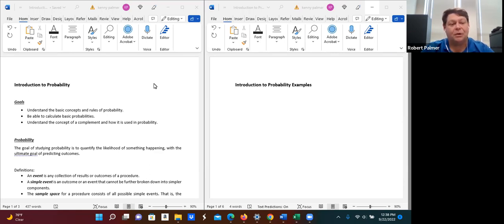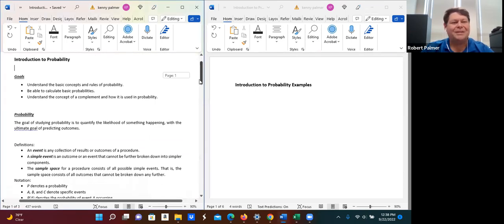So as it says, our goal is to understand the basic concepts and rules of probability, be able to calculate some basic probabilities, and then also understand one of our first important ideas, something called a complement, and how it's used in probability. So let's talk about kind of what probability is.